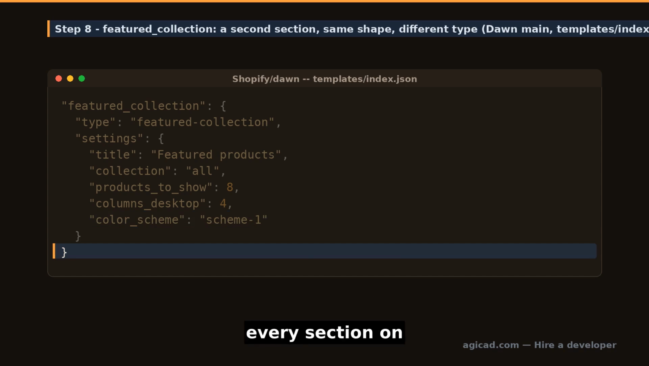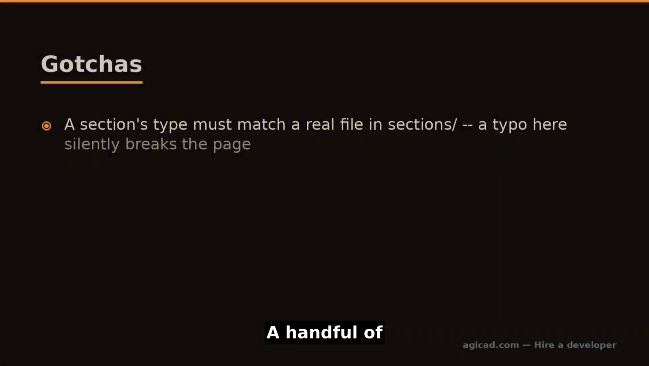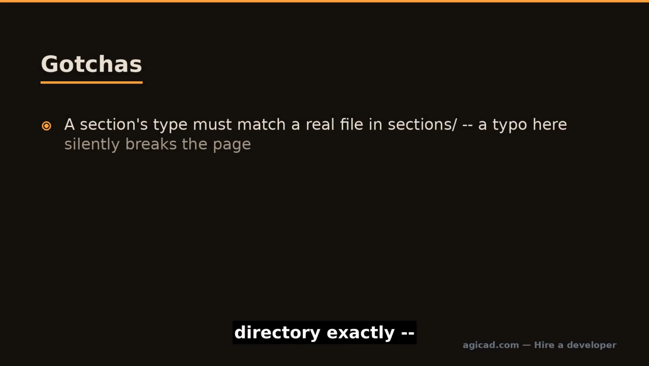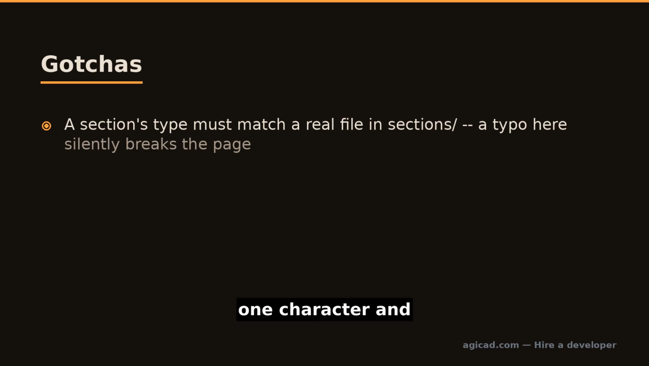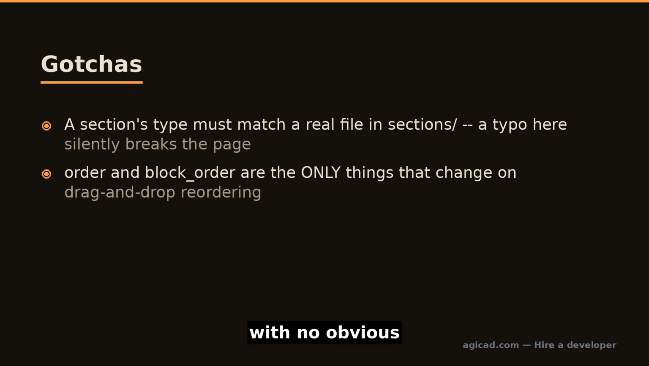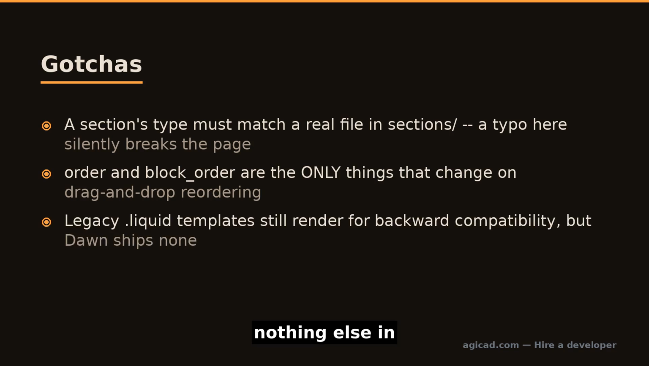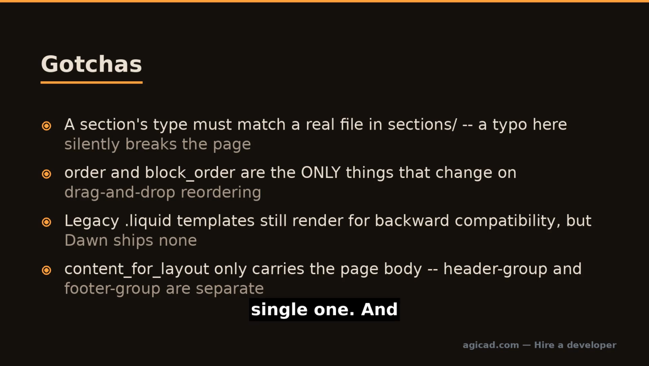A handful of things trip people up here. A section's type string has to match a real file in the sections directory exactly. Get feature-collection wrong by 1 character and the section quietly fails to render, with no obvious error in the JSON itself. Dragging and dropping in the theme editor looks like a big visual change, but underneath, it is genuinely only ever the order array or a block_order array getting new entries in a new sequence, nothing else in the JSON changes. Legacy .liquid templates aren't dead, Shopify still renders them for themes that haven't migrated. But Dawn, Shopify's own reference theme, doesn't ship a single one. And content_for_layout only ever carries the current page's body. The header and footer live in their own separate section groups, rendered by their own separate tags.